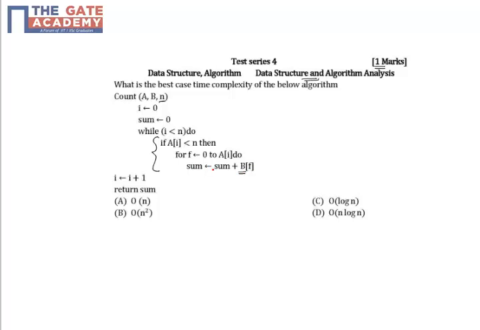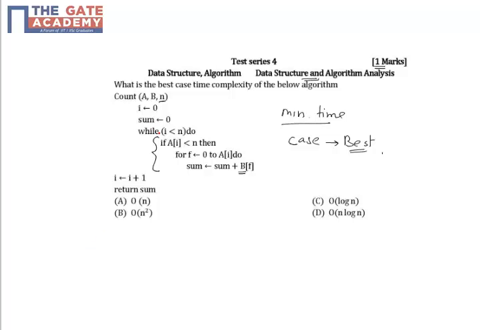We have to find the best guess time complexity. So let's think of an array where we can complete this algorithm in minimum time. We have to find a case in which we can complete this algorithm in the minimum amount of time, and that case will be called the best case.